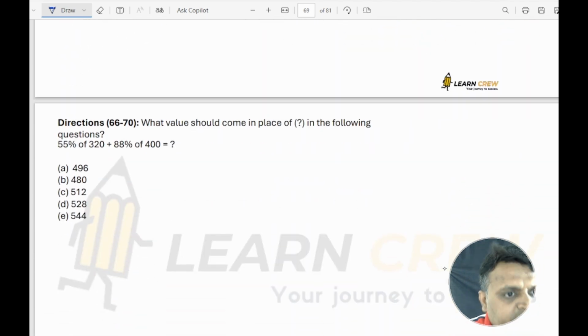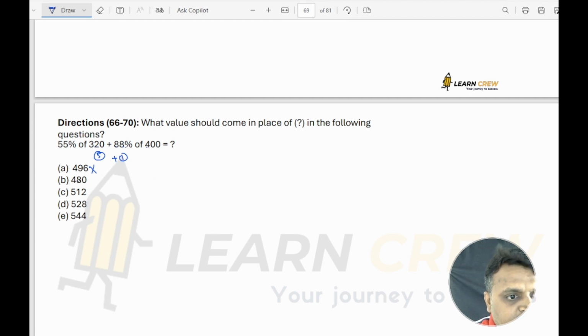55% of 320 plus 88% of 400. Here also you can check the digital sum. 5 plus 5, 10, which is 1. 1 into 5, 5. Here the digital sum is 5. Here 8 plus 8, 16 means 7. 7 into 4, 28. 28 means 1. 5 plus 1, 6. Where do you have 6? Here 9 cancel. Here it is not 6. So option A is not the answer.